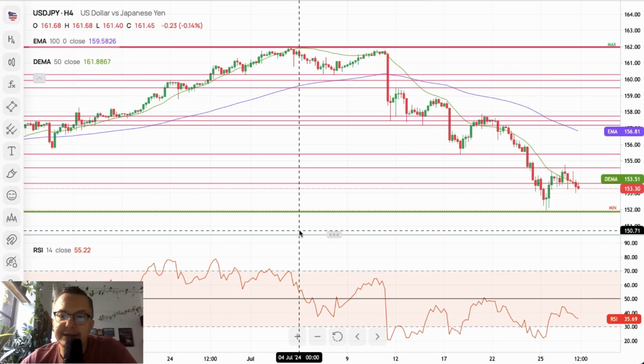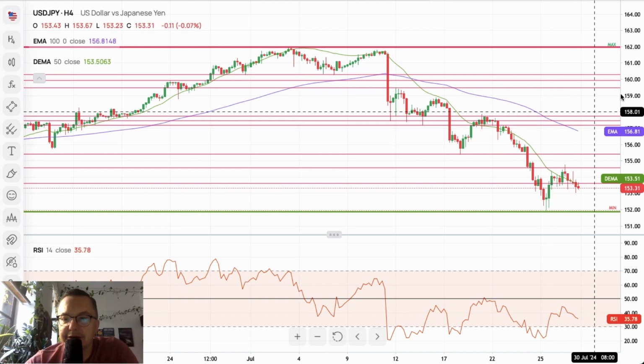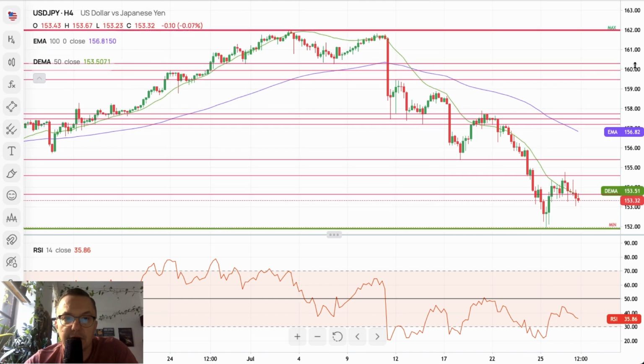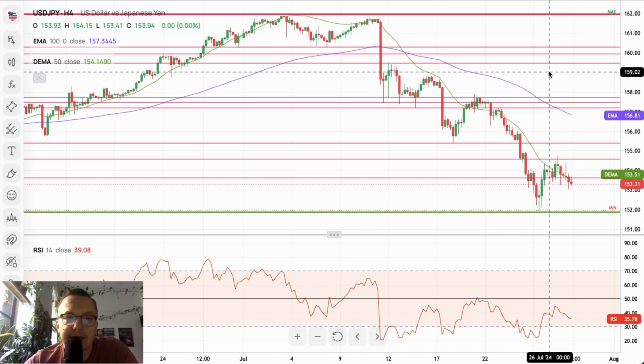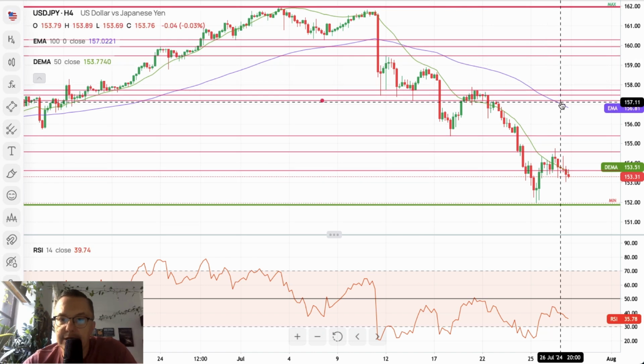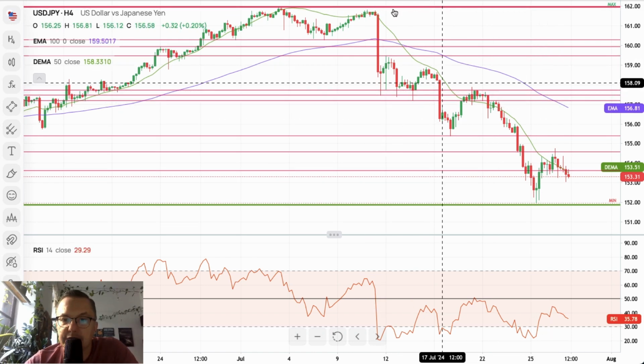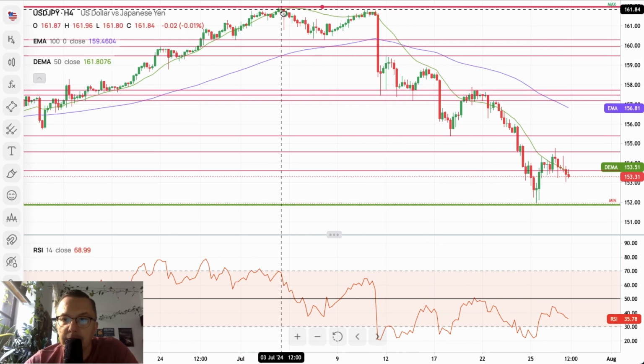US dollar to the Japanese yen. What is going on here? As you can see, we got our perfect range. We've been talking about it for the last week as well. We got our perfect range coming down in impulsive fashion from the 161.96 swing high and yearly high.